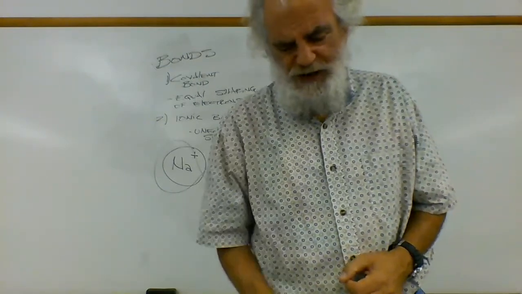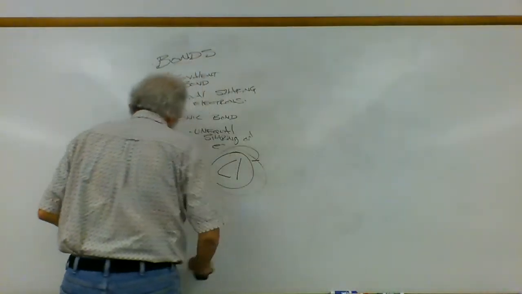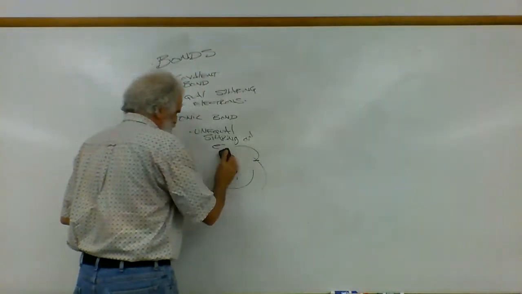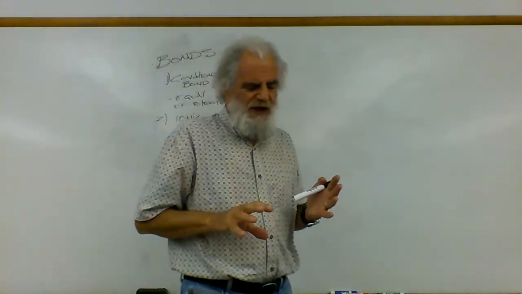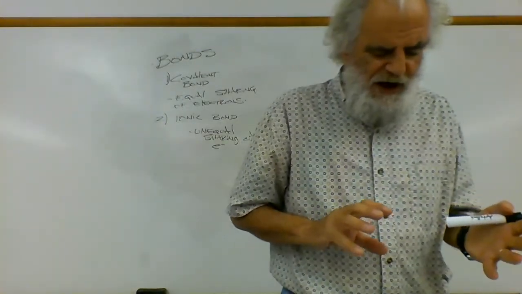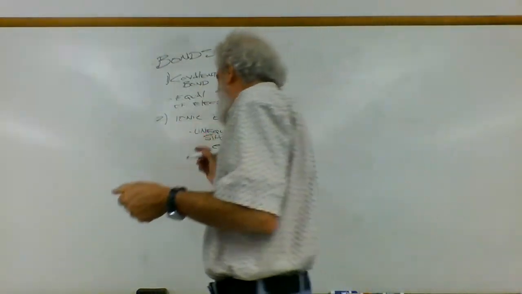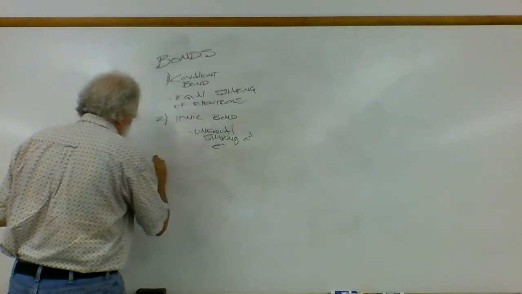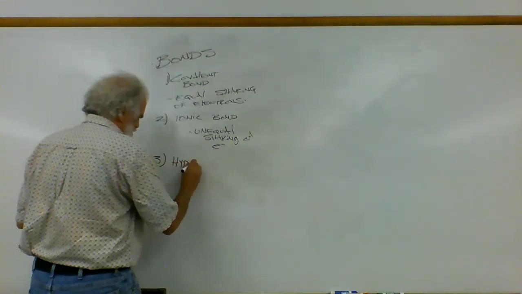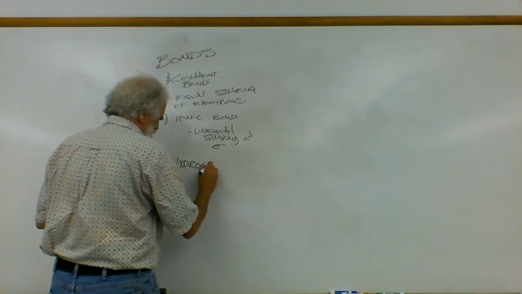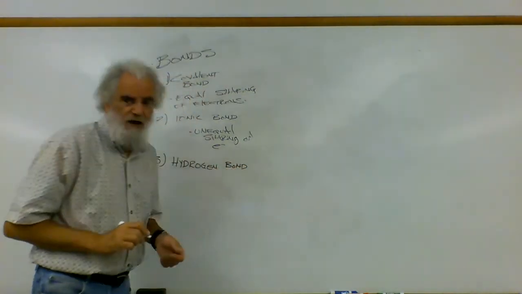So that's our number two. Number three, I think, is my favorite bond. Number three is an interaction that happens when we have what's called a polar covalent bond. It is typically known in the business as a hydrogen bond. Not to be confused with a hydrogen bomb.